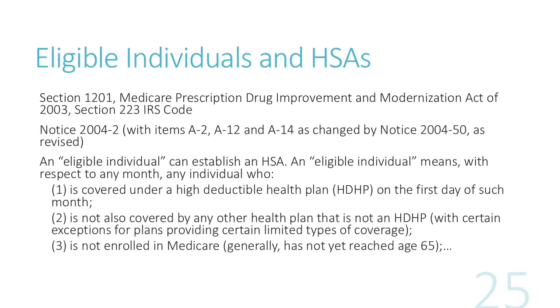Section 1201 of the Medicare Prescription Drug Improvement and Modernization Act of 2003 added Section 223 to the Internal Revenue Code. It permits eligible individuals to establish health savings accounts. According to this later IRS 2004 notice, an eligible individual can establish an HSA if they are covered by a qualified high-deductible health plan, or HDHP, and not covered by any other health plan that is not an HDHP, and not enrolled in Medicare.